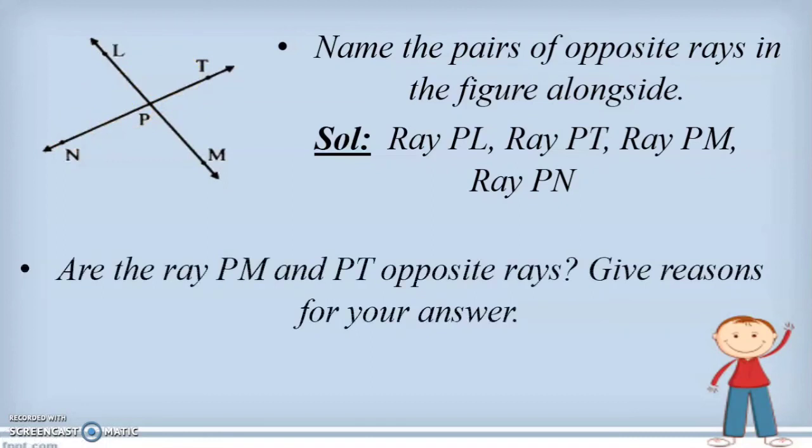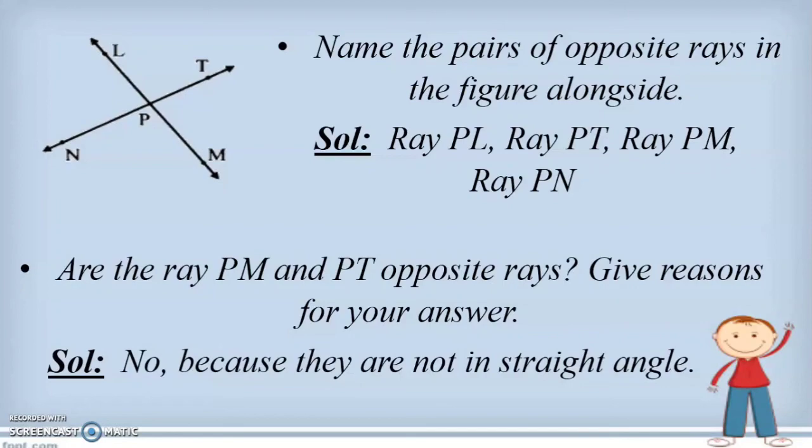Then in the next question, they have asked us whether ray PM and PT are opposite rays, and we have to give reasons for the answer. Now they have given us ray PM and PT, and they have asked us whether these two are opposite rays. So, ray PM and ray PT have a common point P, but these two rays do not form a straight line. So, ray PM and ray PT are not opposite rays.